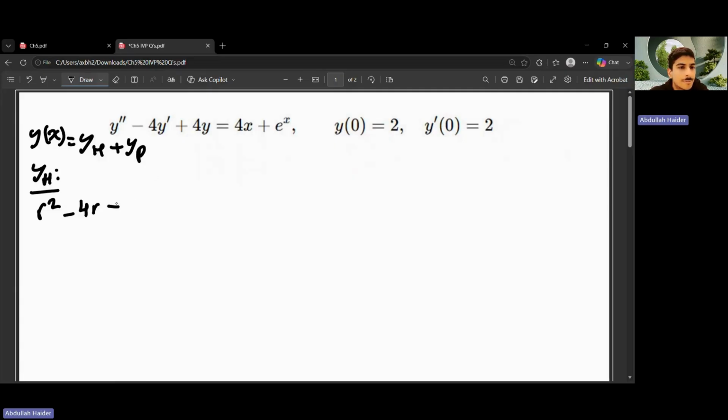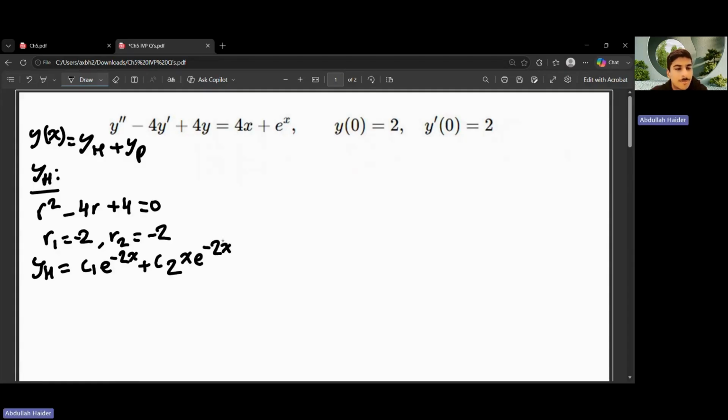Minus 4r plus 4 is equal to 0. And here r1 is equal to negative 2, by the way, and r2 is equal to negative 2. So these are repeated roots. So your homogeneous solution y_h should be equal to c1 e power minus 2x plus c2. Now, since this is repeated, we should multiply this by x, e power minus 2x.